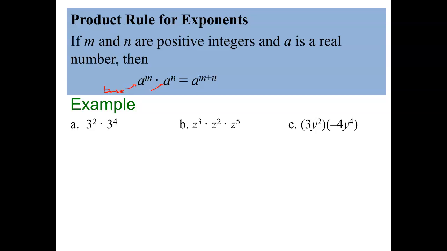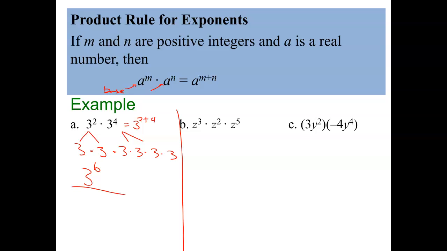What I'm going to do is expand this and show you why this works. 3 squared is 3 times 3. What's 3 to the 4th? 3 times 3 times 3 times 3. How many times am I multiplying 3's together? 6 times. Well, what is 4 plus 2? 3 to the 6. That repeated multiplication just gets added together. So when we're multiplying exponents with the same base, we add the exponents together.